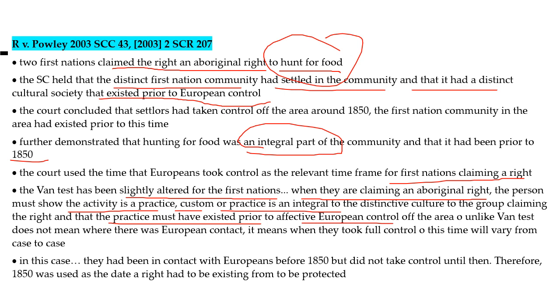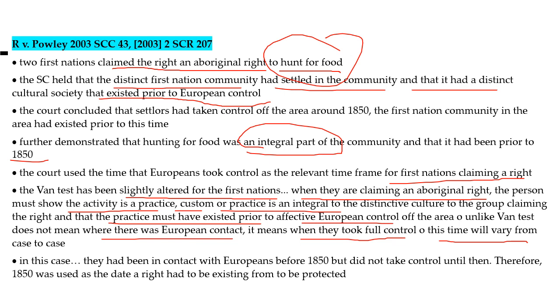Unlike Van der Peet, the test does not mean when there was European contact. It means when they took full control. This time will vary from case to case, because Europeans did not take control all over Canada at one point in time. So, it will depend on the case. We are not here talking about any particular date.